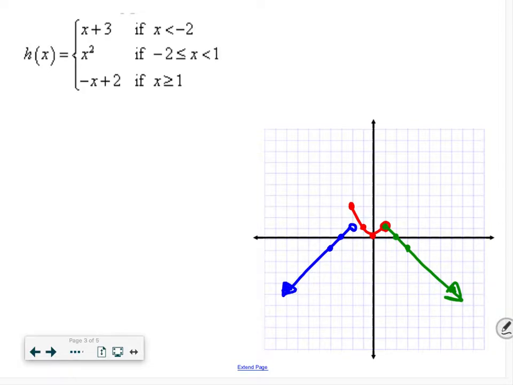So real quick, domain. From left to right, we cover all the x values, so our domain is all real numbers. Do we have a question over here, Pod 1? You don't? Okay.